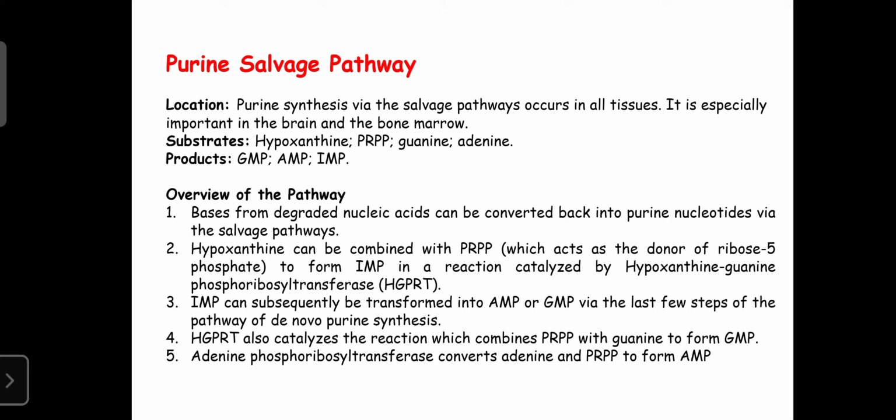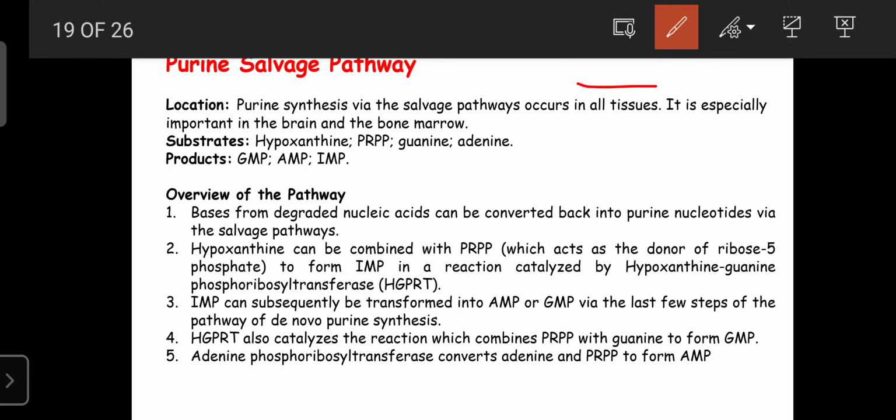Regarding the location of the purine salvage pathway, it occurs in all types of tissues, especially in the brain as well as in the bone marrow. So what metabolites are produced after the catabolism of purine?